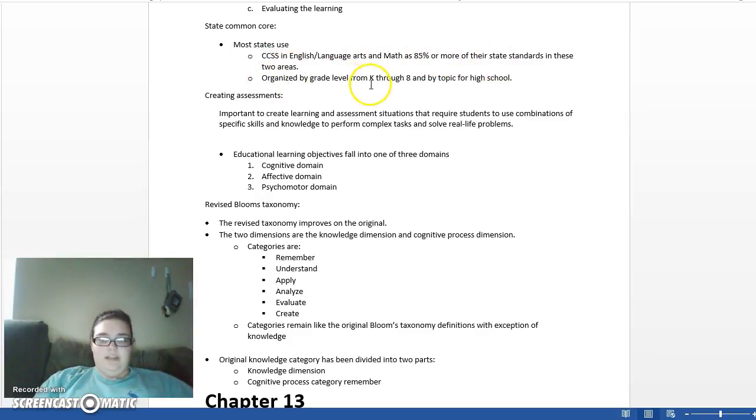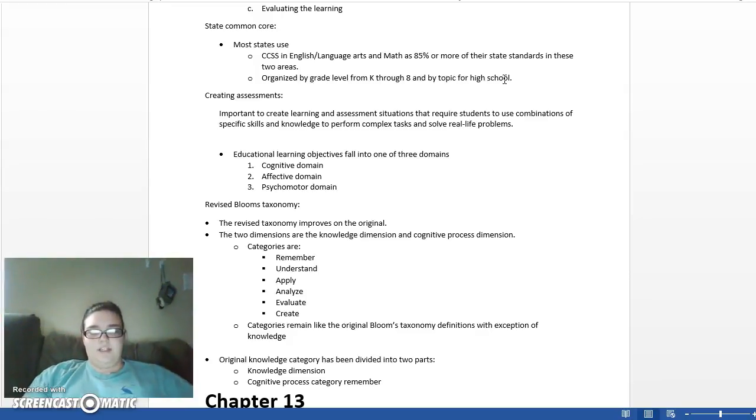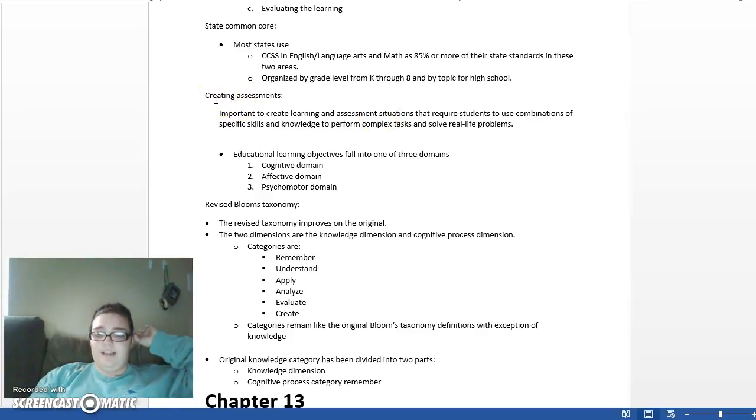They're organized by grade level from K through 8 and by topic for high school. And I read that there are 5 different subcategories for reading. So it's a huge thing that's helpful for teachers and just helps a teacher be able to base her lessons off of and help her students to achieve for that grade level to be able to go on to the next grade level and understand what's going to happen there.